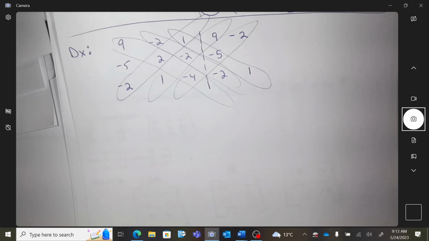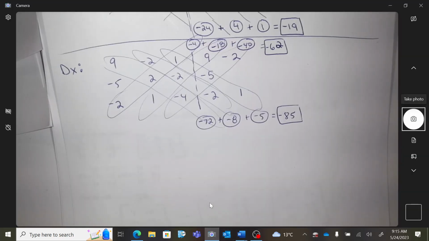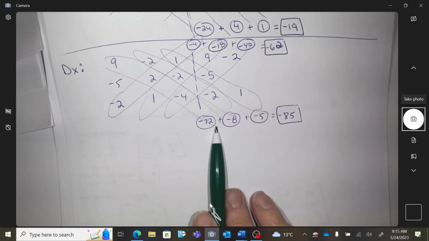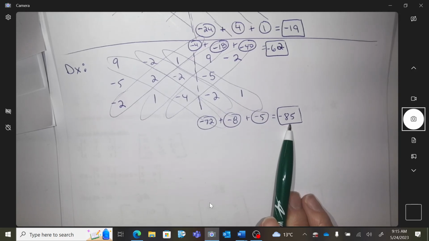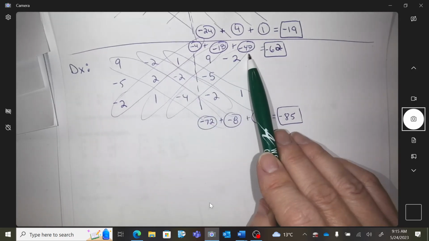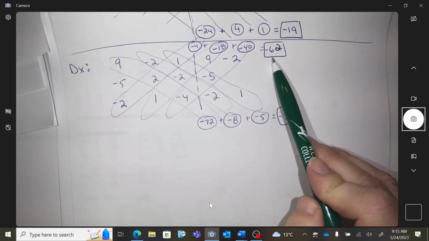Okay, work on your numbers and then I'll pause my video here and let's get our numbers. Okay, so here's my numbers. On the downs, I got -72, -8, -5. Then I added, and that all down came out to -85. Numbers match. Top diagonals, I got -4, -18, and -40. Add. That was -62. Good?